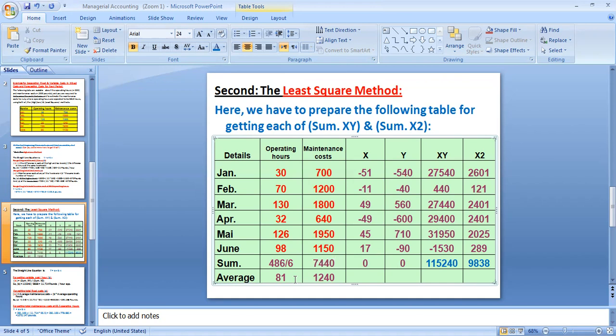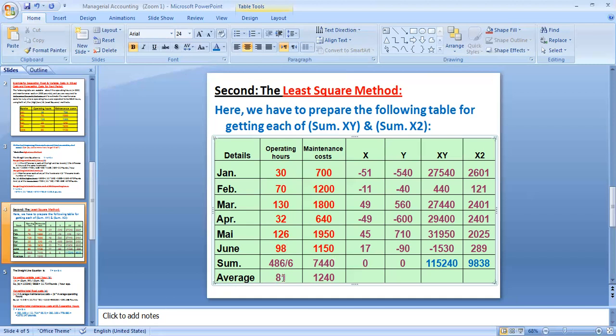Why did I divide by 6? Because I need the average of 6 months. Suppose in the exam, I gave you 4 months only. Shall you divide by 6 because Dr. Adil explained in the lecture dividing by 6? No, I have to divide by 4. So I am dividing by 6 here because I have 6 months. The result is 81. Now, the 81 hours is the average of these hours.